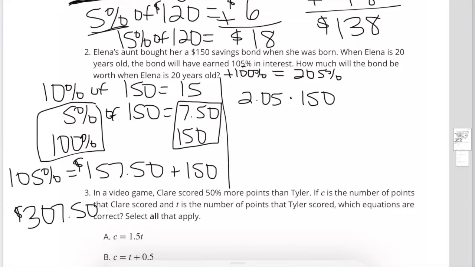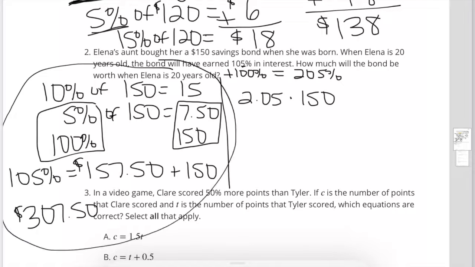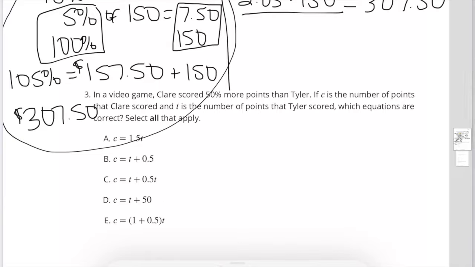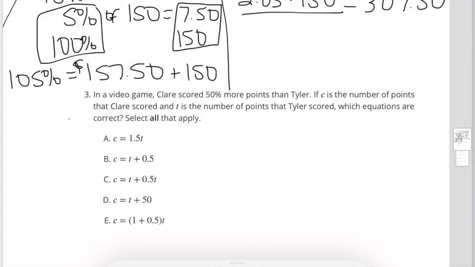So it looks like more work to use this method, but it's really not, because you can do that in your head and not have to use a calculator or work the problems out. Once you get good at percentages, this way will be a lot easier. So if we had used our original method here, 2.05 times 150, we also would have gotten $307.50. Alright, number 3. Move that out of our way.